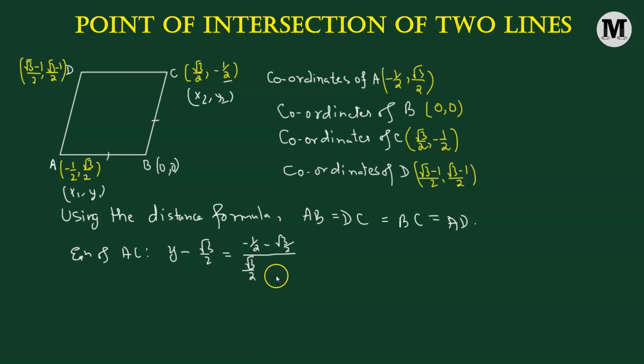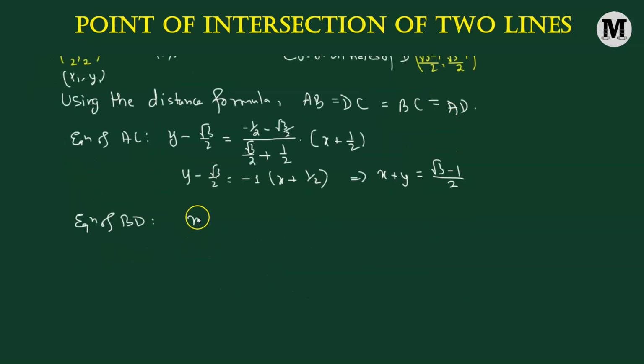So we have square root of 3 over 2 added to 1 half. This is going to get multiplied by x minus x1. So x1 here is negative half, so we get x plus half. So we have y minus square root of 3 over 2 equals negative 1 multiplied by x plus half. Solving this, we get x plus y equals square root of 3 minus 1 over 2. Similarly, we'll find the equation of BD. The equation of the diagonal BD is going to become x equals y.